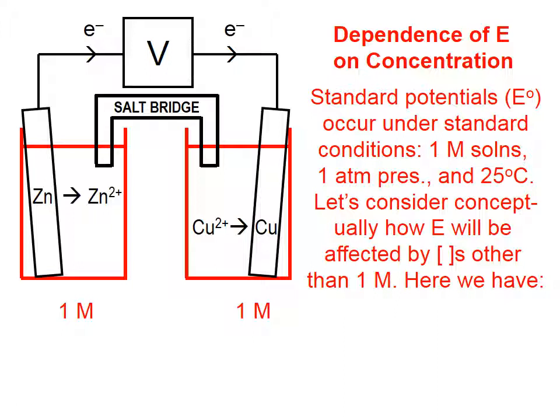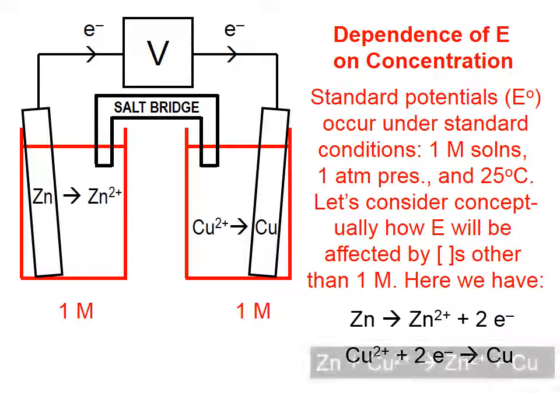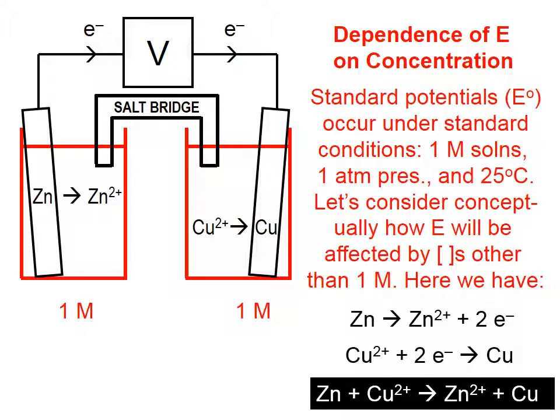In this picture on the left, we have zinc being oxidized to zinc ion, kicking off a couple of electrons, and reducing copper 2 ion to neutral copper. In the lower right corner, we're going to put the overall reaction equation: zinc and copper 2 on the reactant side, and zinc ion and copper on the product side.